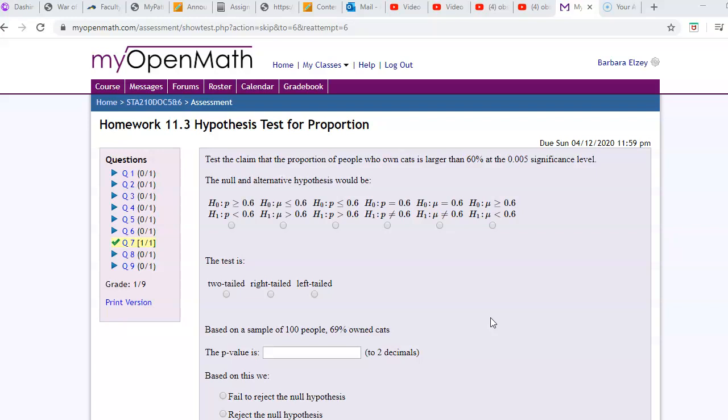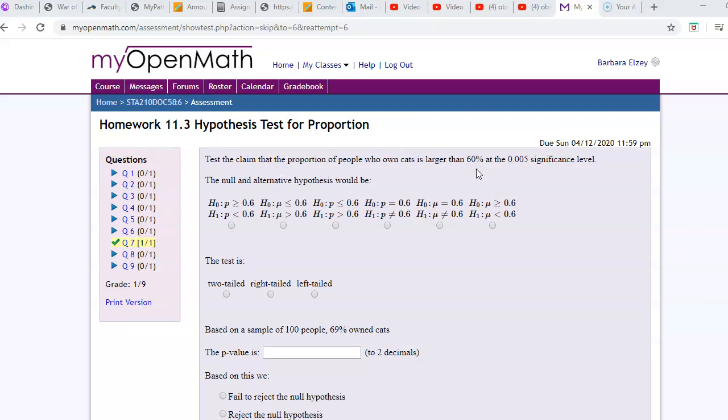Let's take a look at this example. Test the claim that the proportion of people who own cats is larger than 60% at the 0.005 significance level. Now, the 0.005 significance level is our alpha, and here's our proportion expressed as a percentage, 60%. It's 0.6 as a proportion. Now, this is asking us to test the claim that that proportion is larger than 60%. So our alternate will be larger than 60% or greater than 0.6.